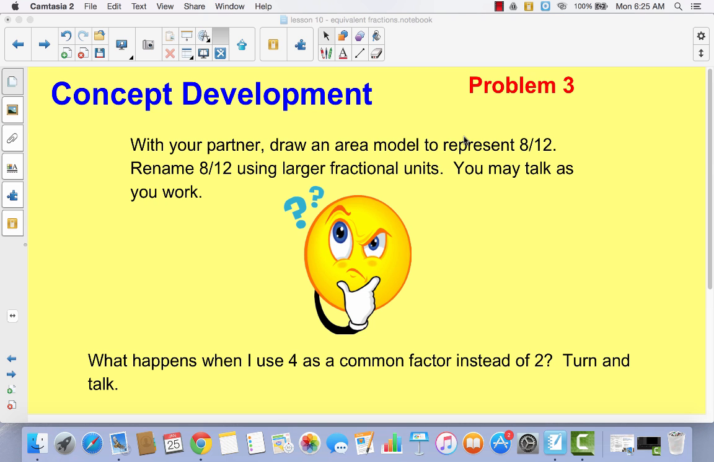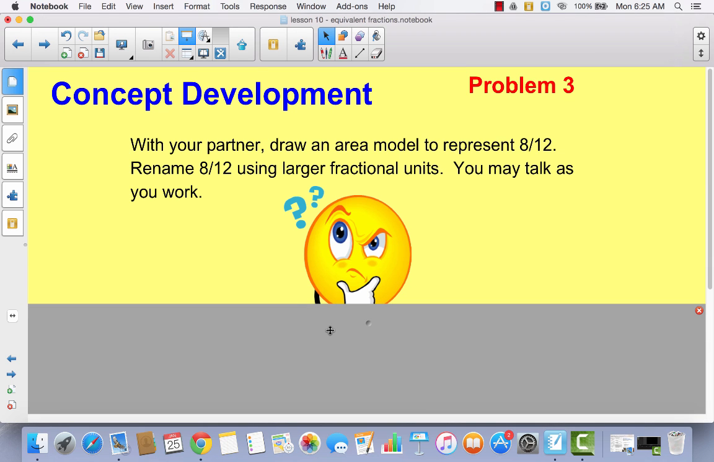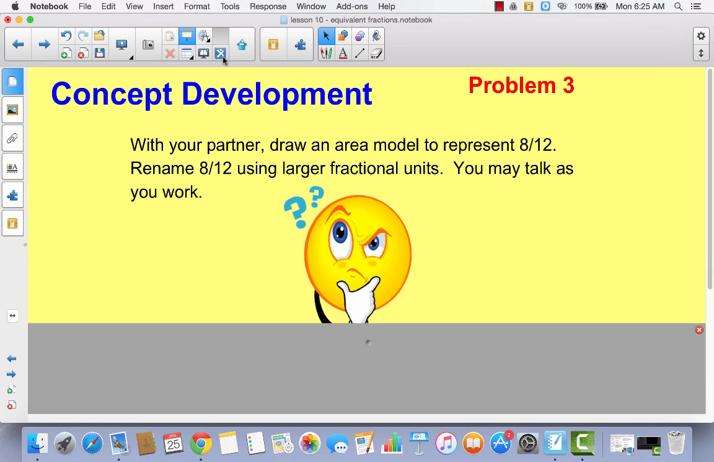Okay, the first thing I want you to do, and you'll notice it says with a partner, but I want you to do this by yourself. I want you to draw an area model to represent 8 twelfths. And I want you to rename 8 twelfths using larger fractional units. Okay, so we'll go ahead and do this together since you just started this yesterday. You may not remember exactly how to do it.